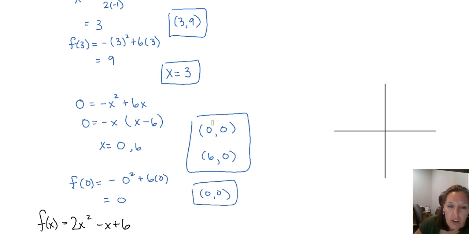Notice that if you ever, in any of these problems, get an x-intercept at the origin, you will always have a y-intercept at the origin, and vice versa. You either have both of them or neither one.